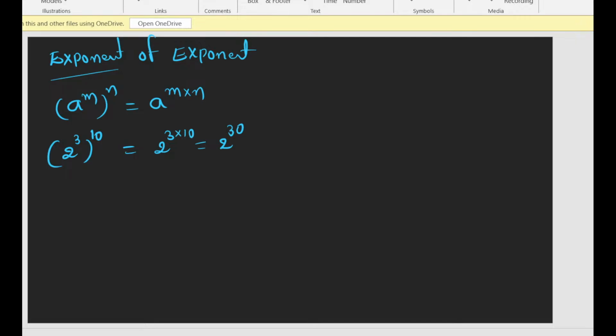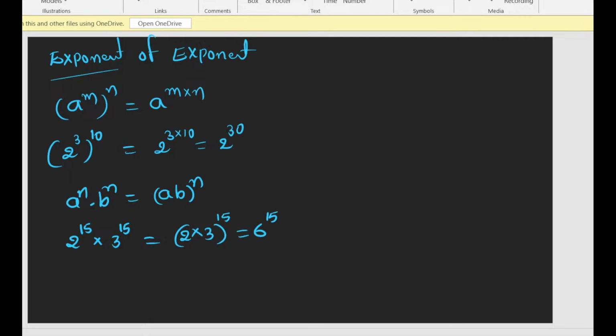Now look, again one more rule. Here a power n into b power n, then we can also write a into b whole power n. Here the powers are the same, so just multiply a into b and then write. For example, 2 power 15 into 3 power 15, you can write this as 2 into 3 whole power 15, so that we can write as 6 power 15.